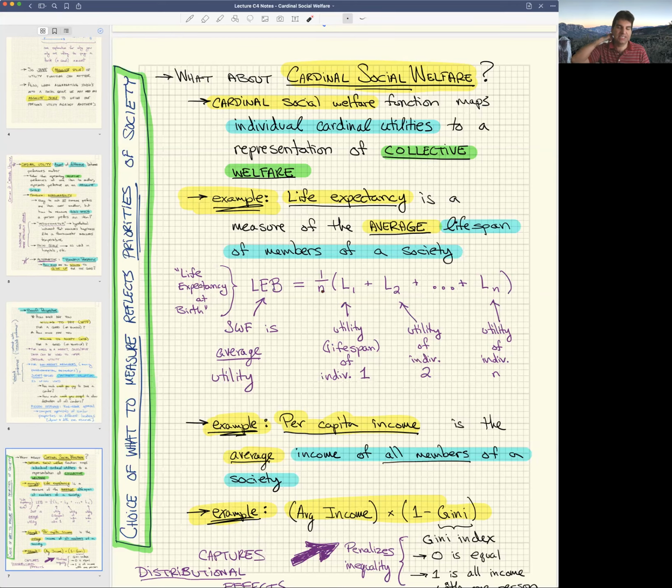So we may need to somehow add in other mathematical functions that help us better understand the distribution of utility among those individuals. And so an example I've given here is one that was proposed where we take the average income, so it's our per capita income, and we multiply it by 1 minus this thing called a Gini Index or a Gini coefficient.